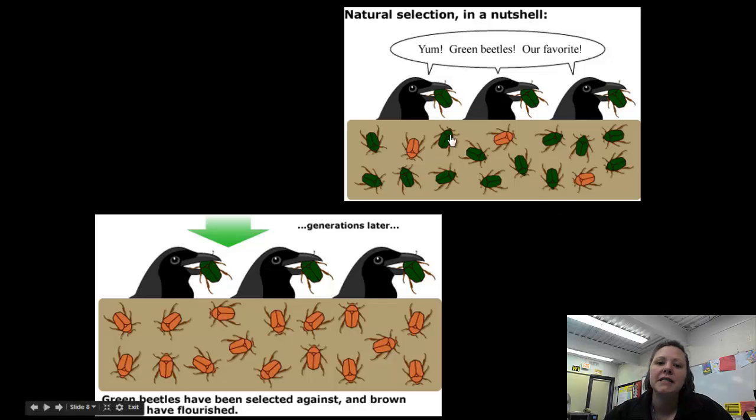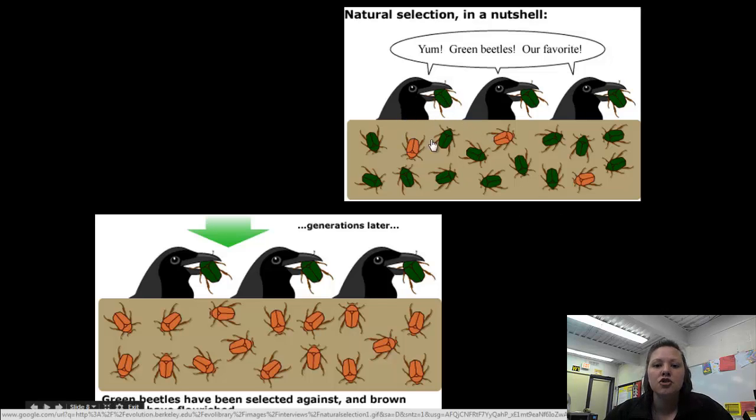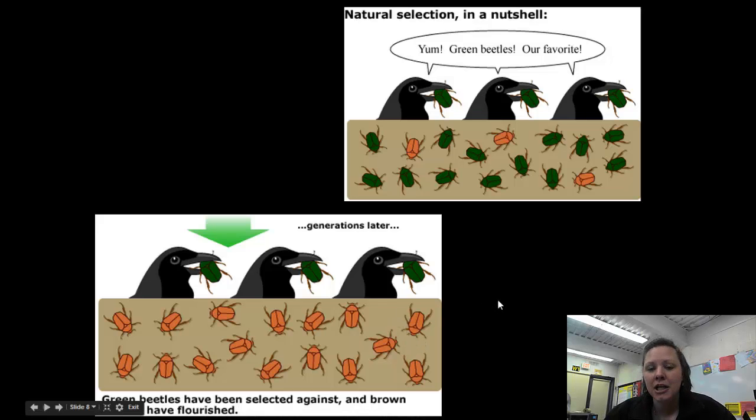Here you can see that these green beetles are super yummy and tasty to this particular predator, this bird, so the birds tend to eat the green beetles, leaving the lovely brown beetles to repopulate. Many generations later, we would start to see a shift in the population as to which would be most prevalent, because they were able to pass on their genes.